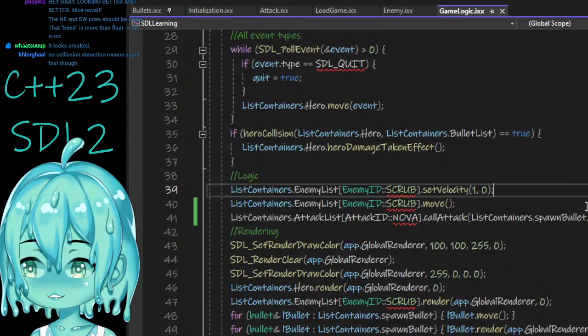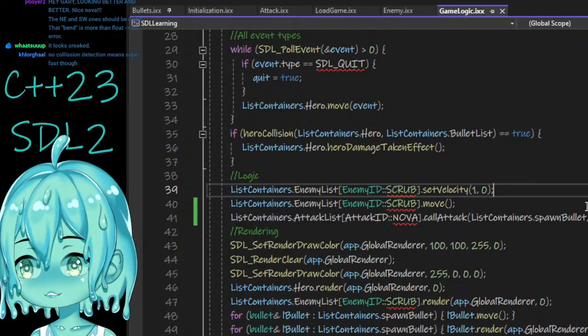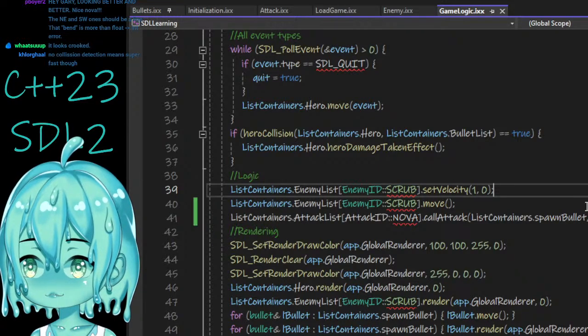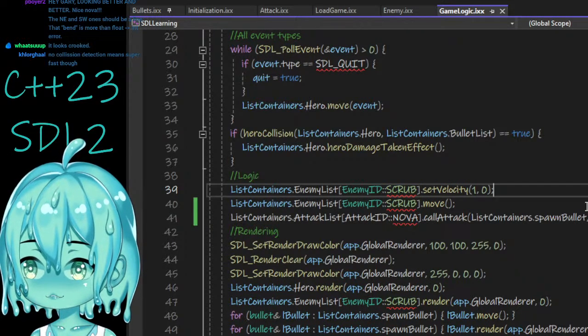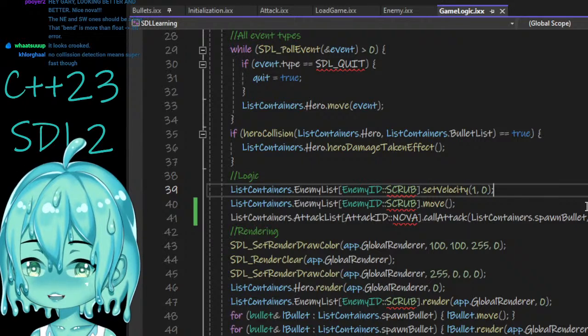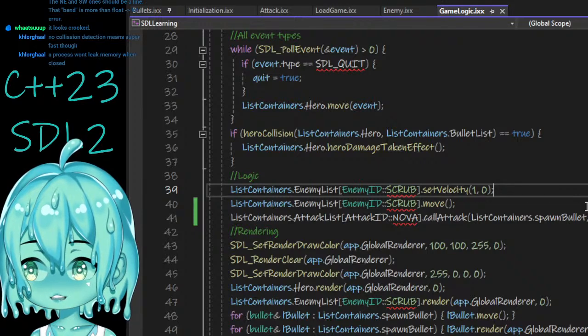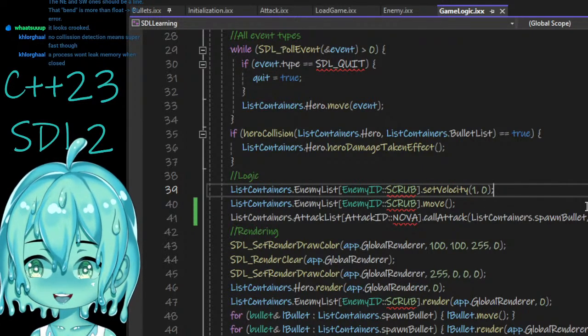Hey, Gary, looking better and better. Nice, Nova. Well, still under construction. The northeast and southwest one should be aligned. That bend is more like a float int error, which it might be. It looks crooked. Yeah, so does your mom, but I don't complain. So does your mom's spine.